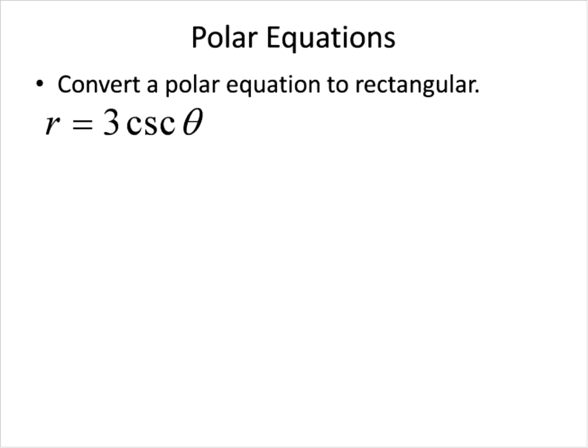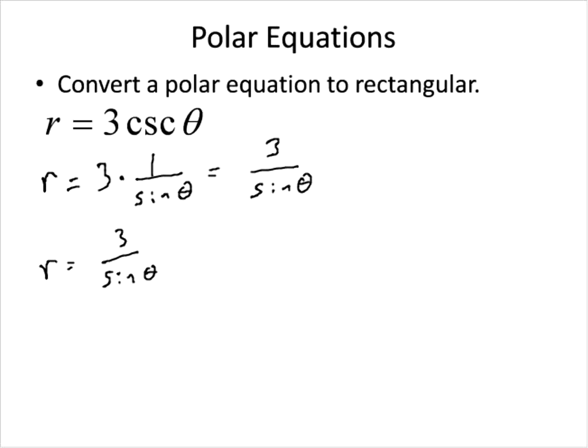So let's talk about converting some polar equations. Now in the homework you did a bunch of polar equations. You graphed them and you looked at them and identified which one was a lemniscate and that kind of thing. But let's just convert a polar equation into a rectangular equation. So here I have r equals 3 times the cosecant of theta. I'm going to rewrite that a little bit. I'm going to say r equals 3 times 1 over the sine of theta, really 3 over the sine of theta.